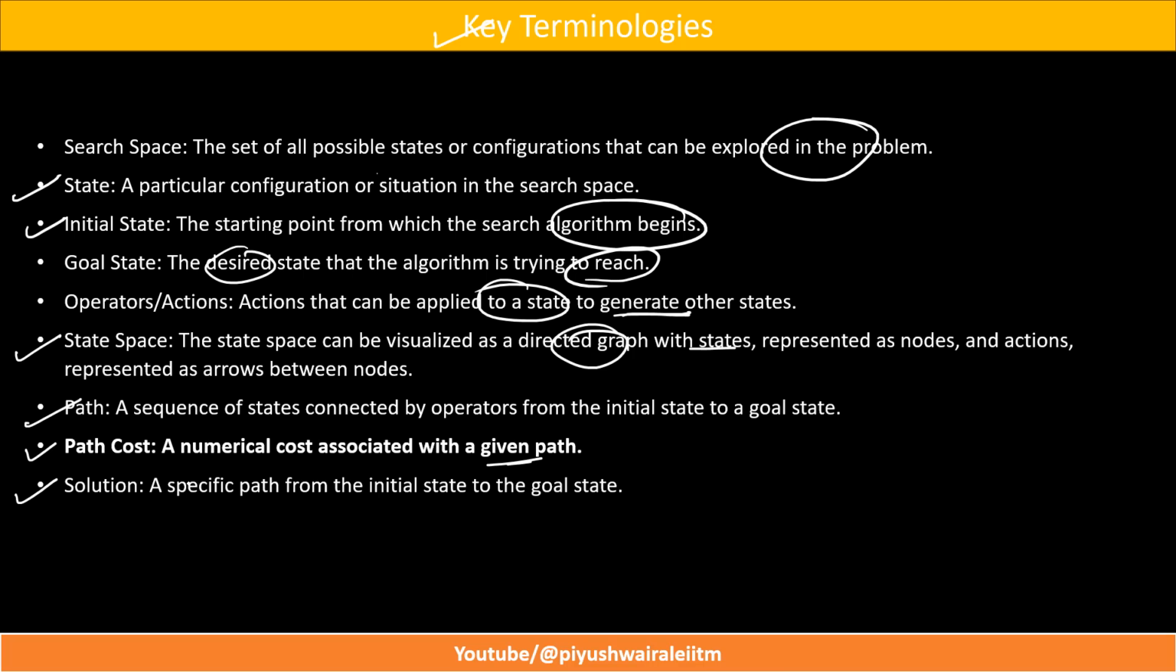And the solution, as we all know, is a specific path from the initial state to a goal state. But we also have the optimal solution. So what is an optimal solution? If the specific path is the shortest path, then we can say we have got the optimal solution. These are the different terminologies that we discussed in the last lecture. I hope you understand this. If you have any doubt, you can watch the previous lecture.